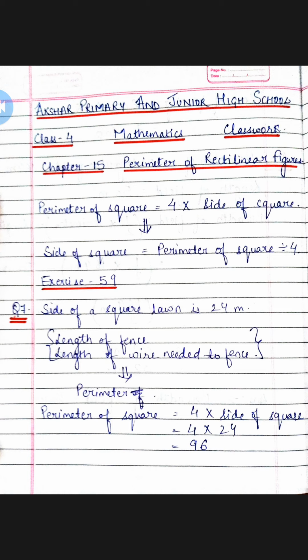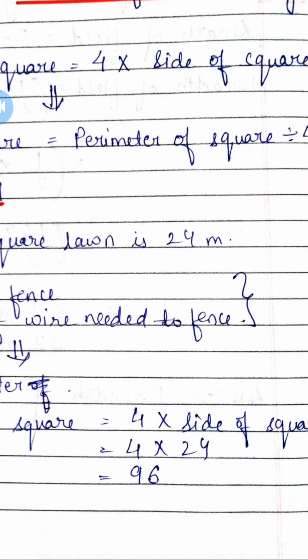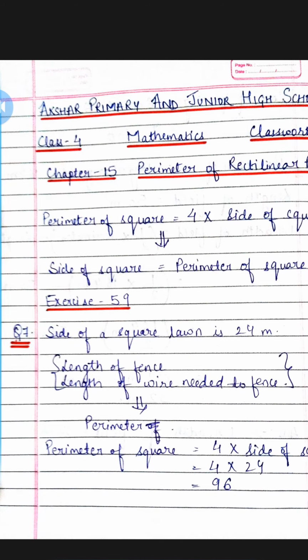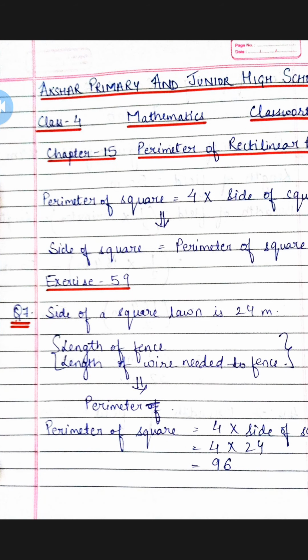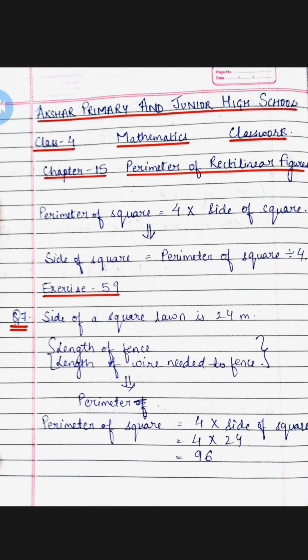So which formula will you apply? You will apply the formula of perimeter of a square. Why? Because the lawn is of which shape? Square shape. So perimeter of square is equal to 4 multiplied by side of the square. The side is given as 24. That means the answer comes to 96 meters. Don't forget to write meters here. By mistake it has been skipped here. You have to write 96 meters as the answer.